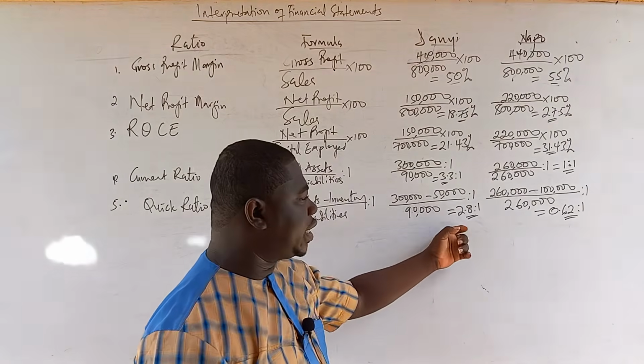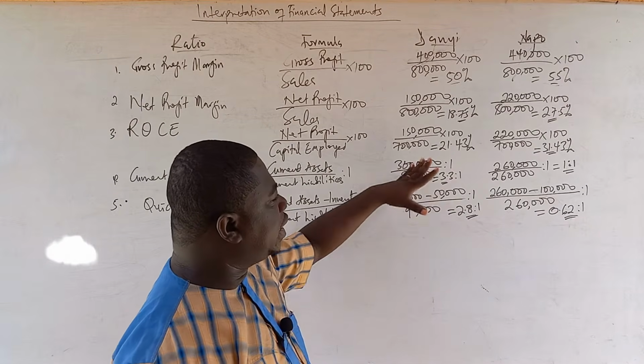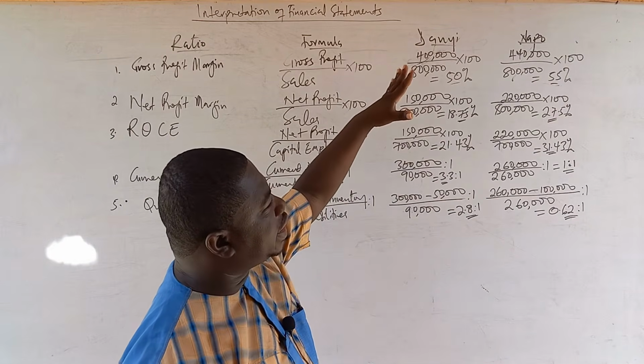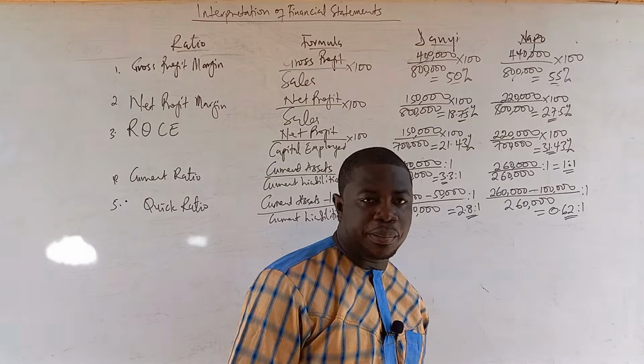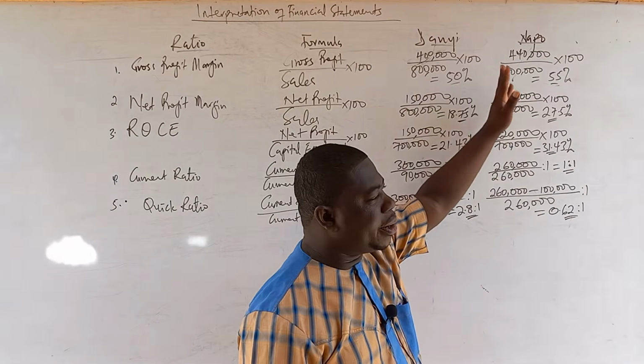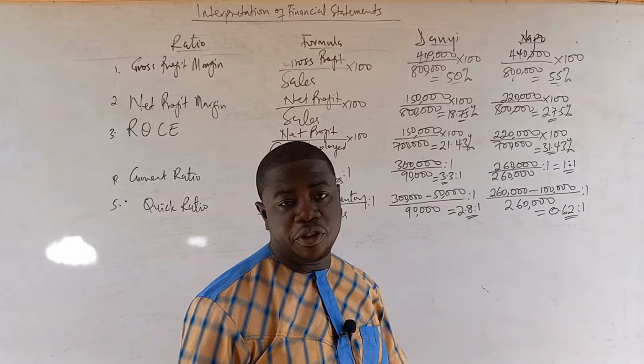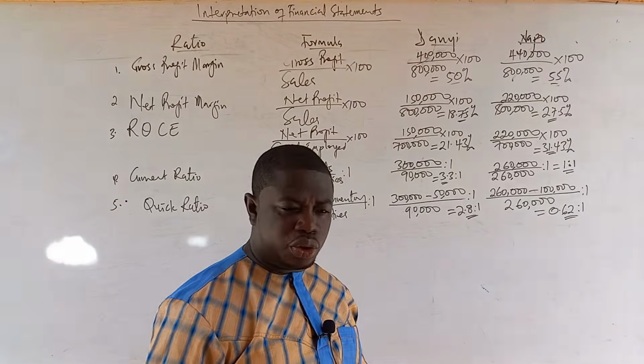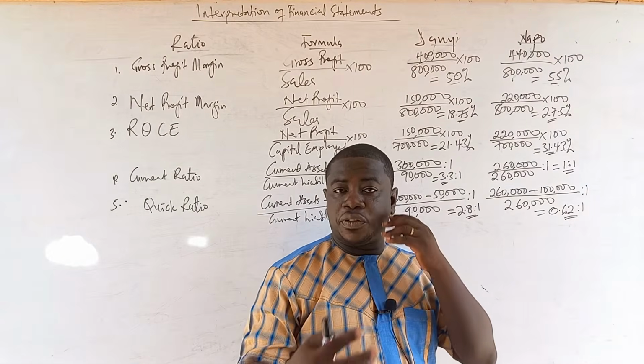Okay, and so this is a very strong position. So you can see that the liquidity position of Danny looks far better than that of NAPO. Even though NAPO is doing well in the profitability zone, they are not performing very well in the liquidity zone. So these things give you a lot to talk about.